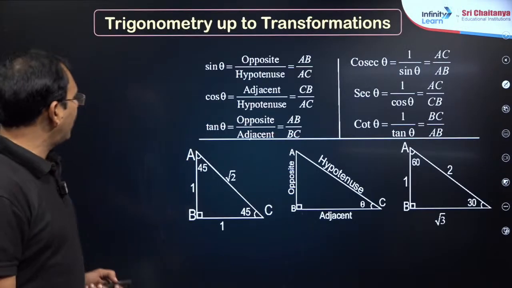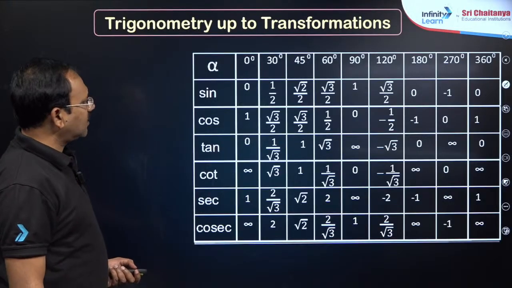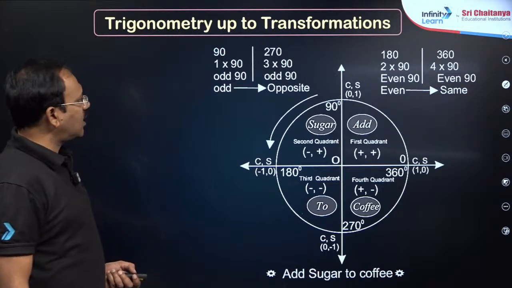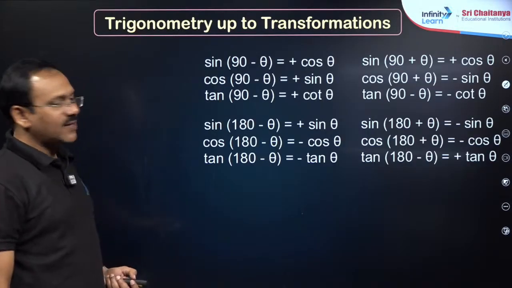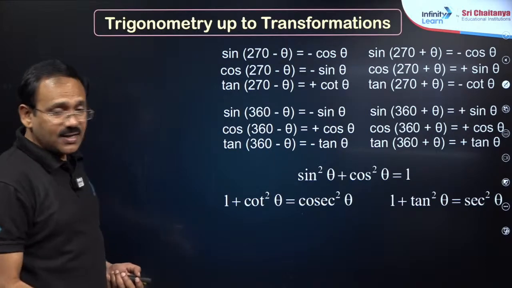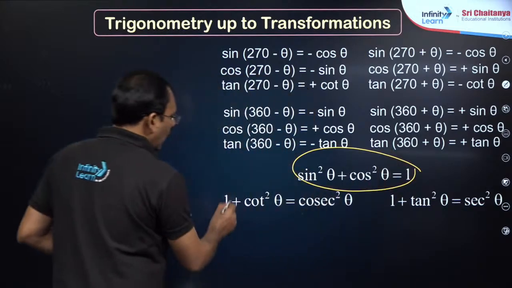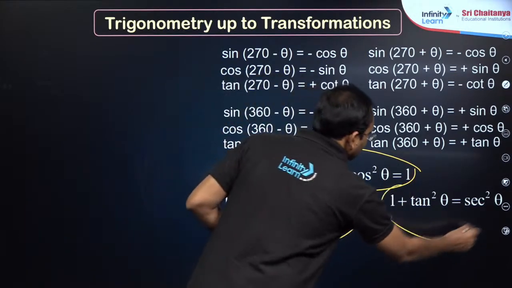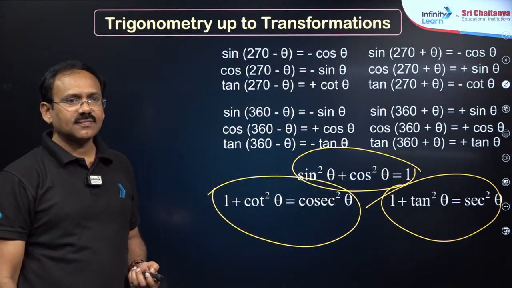Trigonometry, very simple. These definitions I needn't recall, and these values also you know well. So basic trigonometric ratios, all silver teacups, you know. Then my dear friends, allied angle simplifications, you know, allied angles, identities: sin square theta plus cos square theta is 1, 1 plus cot square theta is cosec square theta, 1 plus tan square theta is sec square theta. These are three standard.